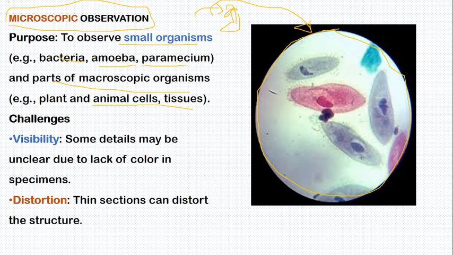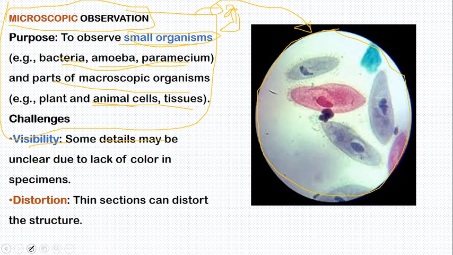Means in microscopic observation, the target is to increase the size of what I can't see, okay? Means if I want to use the microscope, my target is to observe small objects, either bacteria or parts of cells. So visibility, some details may be unclear due to lack of color. Means once what you want to observe is transparent, you can't see anything. Means if it is transparent, light will pass through, and you will see white, okay?